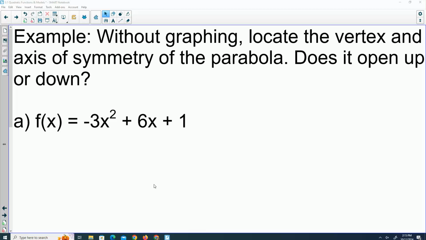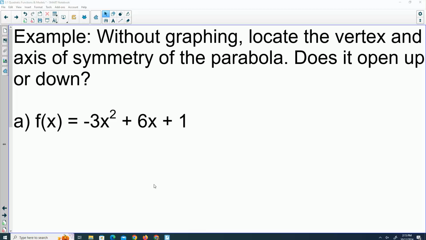Without graphing. So yesterday we were working on graphing our parabolas. We talked about how just picking points is really not beneficial. It just takes too long and we may not be very accurate. We talked about if it's written in vertex form, we can do transformations. But if it's not, what formula did I give you to find the vertex?